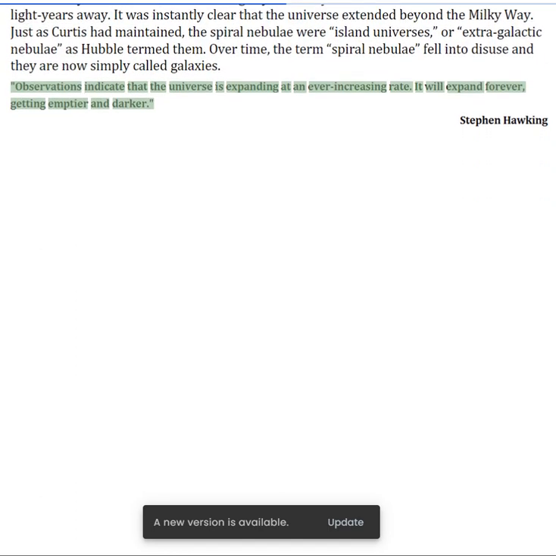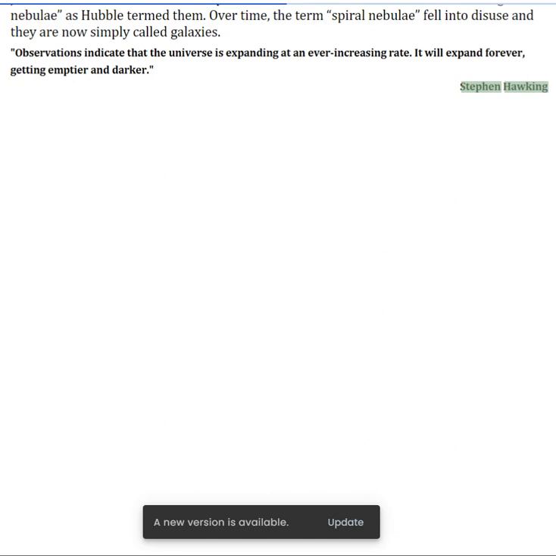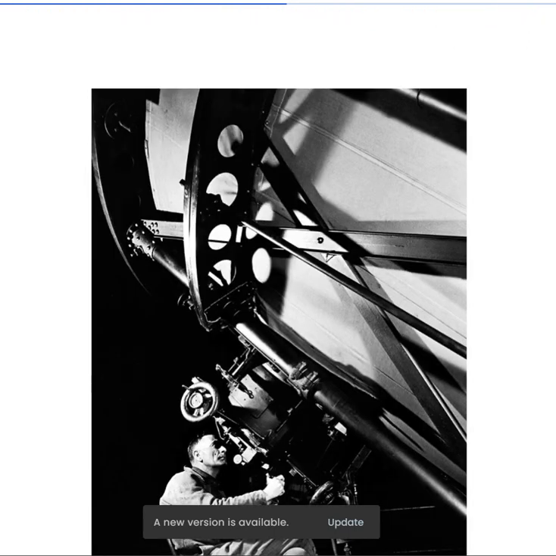Observations indicate that the universe is expanding at an ever-increasing rate. It will expand forever, getting emptier and darker. Stephen Hawking. Hubble is seen here looking through the lens of the Hooker telescope at Mount Wilson. It was here that he measured galaxy distances and a value for the expansion of the universe.